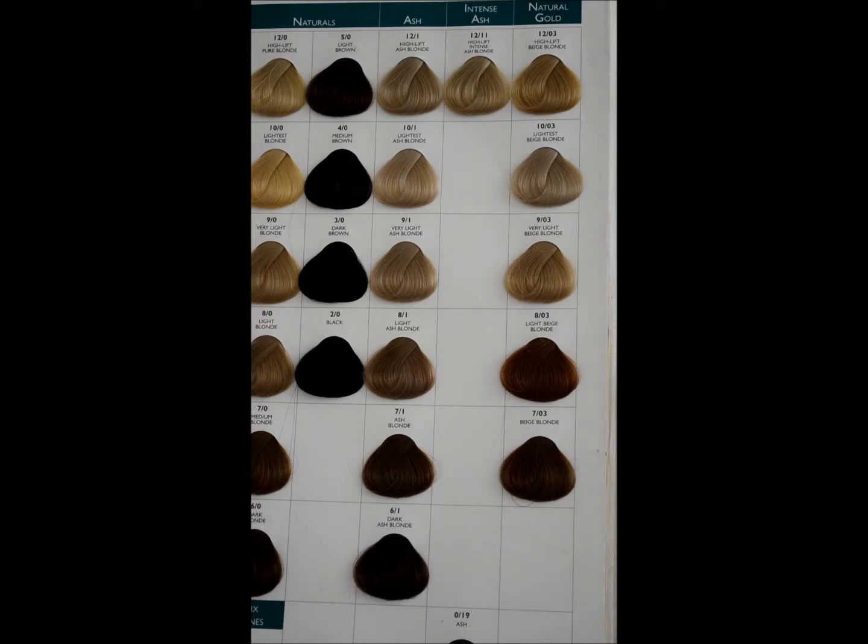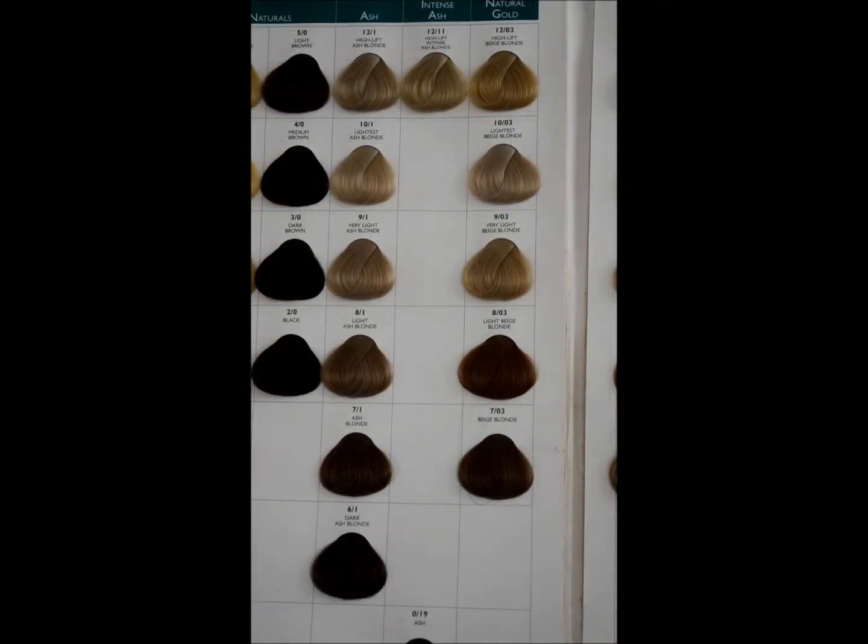Okay, let's look at some of the other tones now. Next to the natural tones are the ash tones, and if you have a look at the number after the slash, they have a 1 after them, and that tells you that they're an ash tone. Now if you look at the numbers before the slash, where you've got 6, 7, 8, 9, 10 and 12, if you remember before, this is the depth, so this just tells you how light the colour is. So 6/1 is one shade darker than 7/1, which is one shade darker than 8/1, etc.